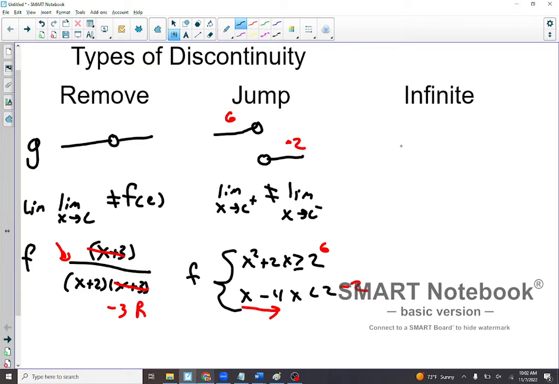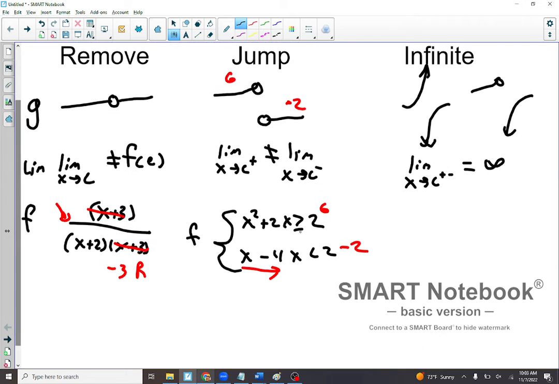Now the infinite discontinuity. This is when they either go to positive infinity or negative infinity. Even if the situation is a mix, let's say a jump on one side and an infinity on the other, it will still count as an infinity. The infinity overrules the jump. This is when the limit as x approaches c, no matter which direction, positive or negative, goes to infinity.